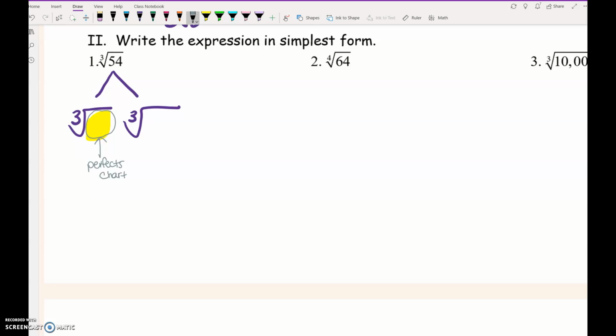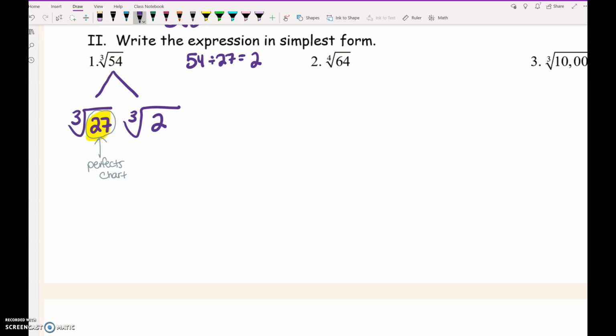So look in your thirds column at the numbers that are smaller than 54. The first number that's smaller than 54 is 27. So I would try in my calculator, can I do 54 divided by 27 and get a whole number? Yes, I can. That means that 27 times 2 is 54. So we're splitting 54 into 27 times 2. Both of them still under that cube root symbol.